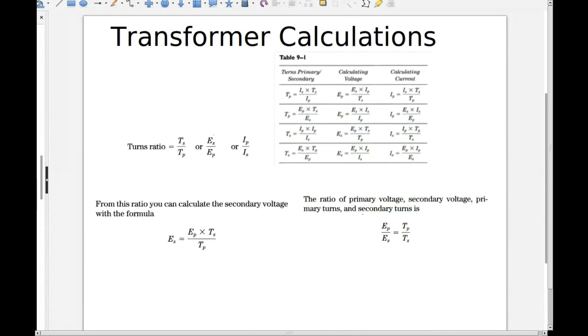All right, so what we have is a turns ratio. The turns ratio is the turns on your primary side versus your secondary side.